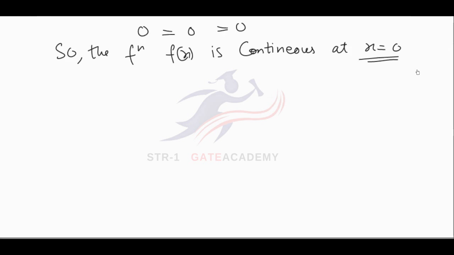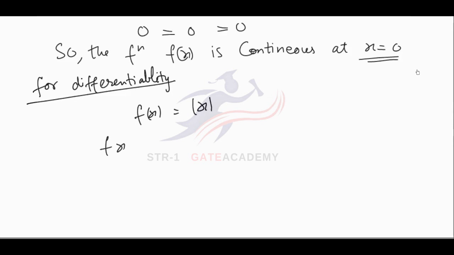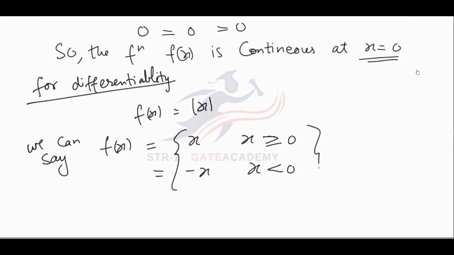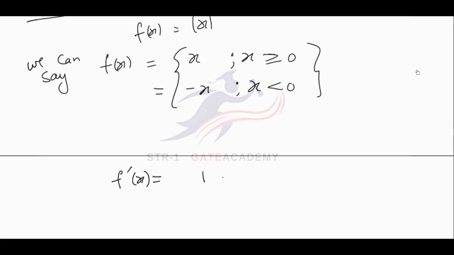Now for the second case, differentiability: what I said was, check whether f dash x is continuous. So what is f x? f x is modulus of x. We can say that if I split, it will be x for x greater than or equal to 0, and minus x for x less than 0. So if I find f dash x for differentiability, f dash of x becomes 1 for x greater than or equal to 0, and minus 1 for x less than 0.